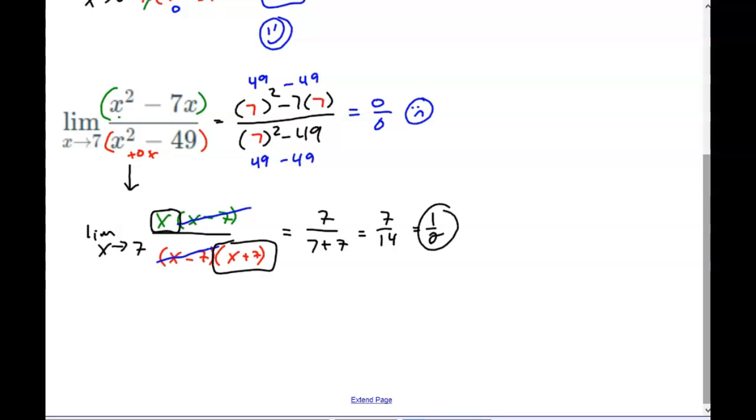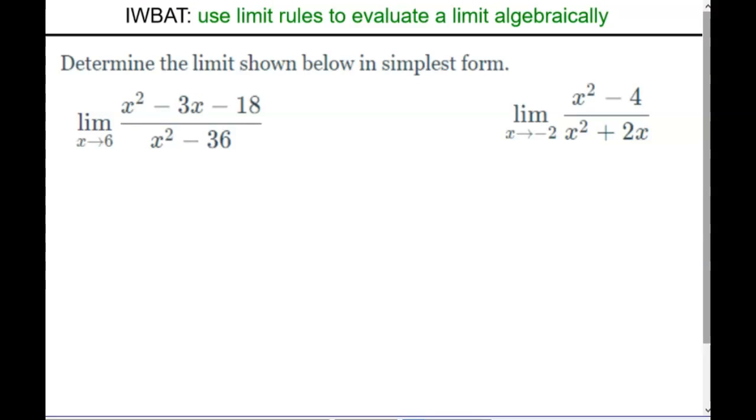Okay. So algebra, remember that algebra is your best friend when it comes to limits. If direct substitution doesn't work, try algebra. Now I will mention, algebra doesn't always work either, but that's something for another day. Okay, I'd like you to try these two. Factoring might get a little more challenging, but just remember your skills in factoring.